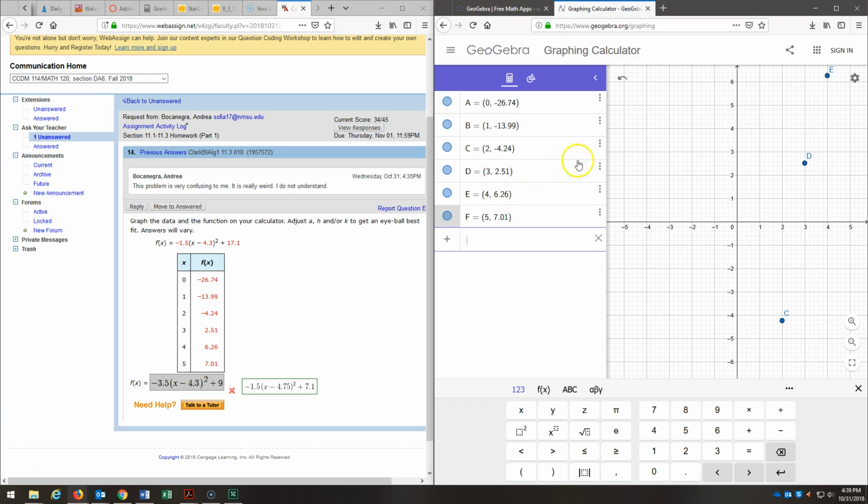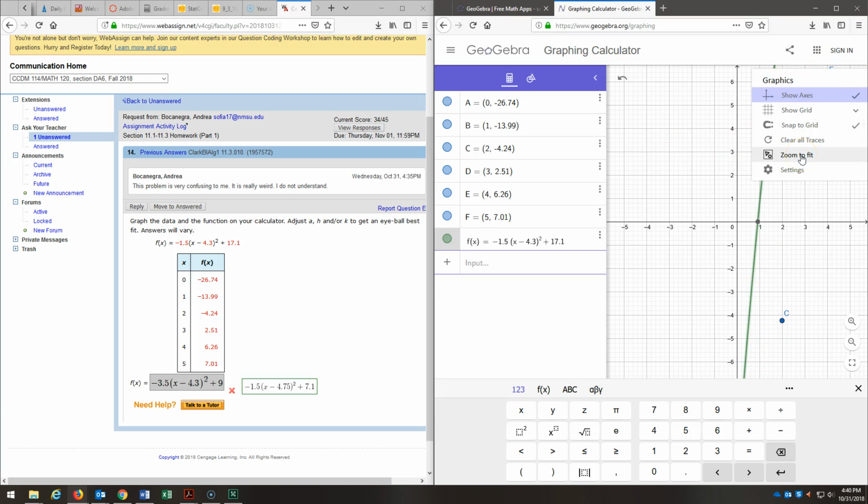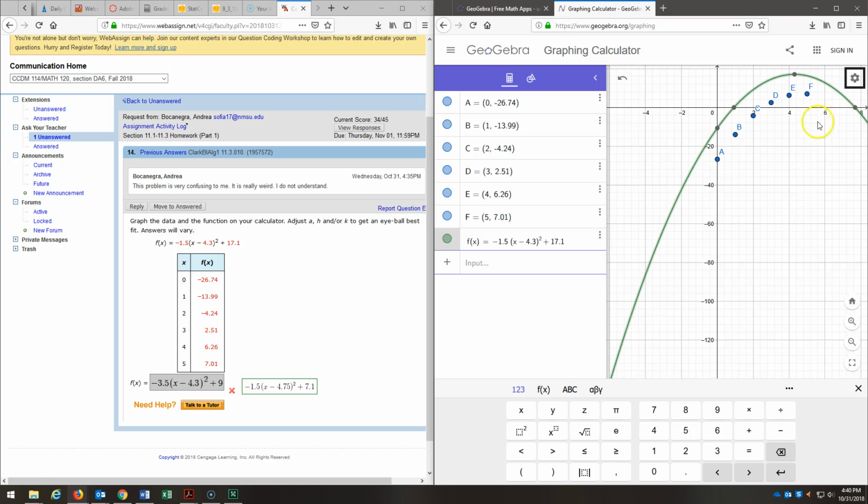And so there's our points, and then we'll type in the function, which is f of x equals negative 1.5 times (x minus 4.3) squared, and then I'll put in the plus 17.1. Okay, so now we have that. Now I'm going to go over here and zoom to fit. So let's see what we have.